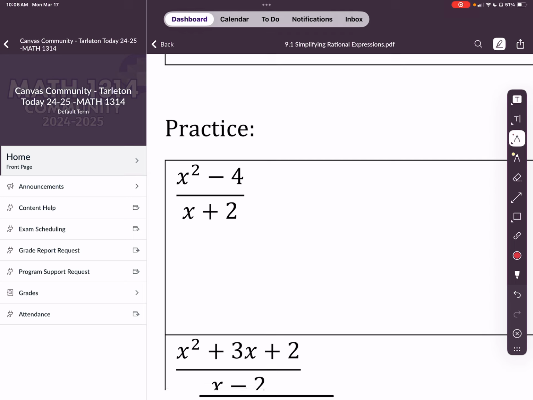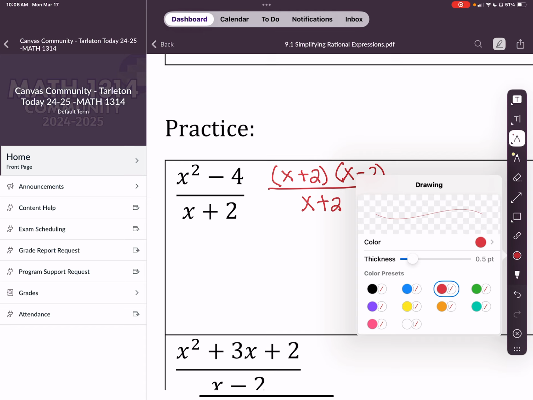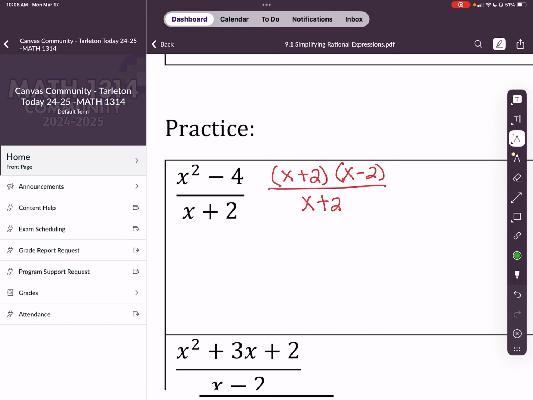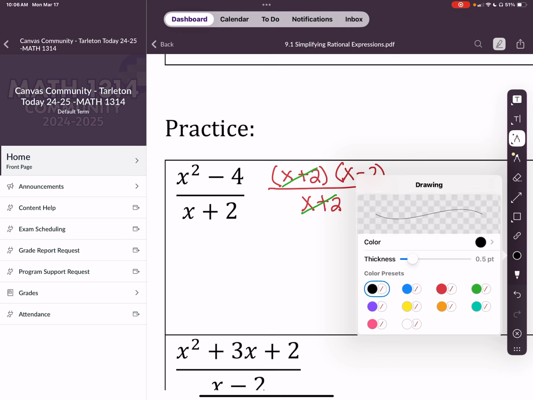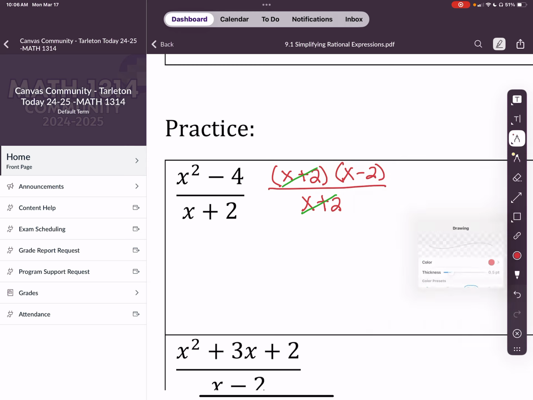All right, so going down here on the next one. So I'm going to go ahead and factor the top. That's a difference of squares, so that's going to be x plus 2, x minus 2. And we leave our denominator alone because that's the only thing that's on there. Okay, so if you look, you notice in the numerator and the denominator, x plus 2 and x plus 2, they're both in the top and the bottom. So those two are going to cancel.